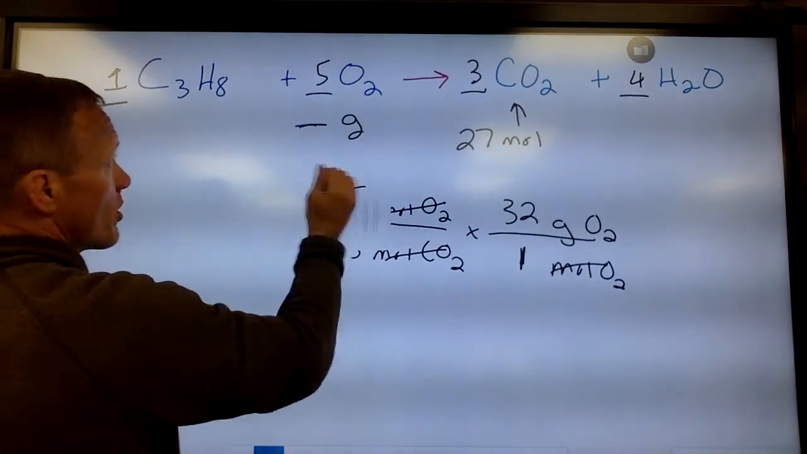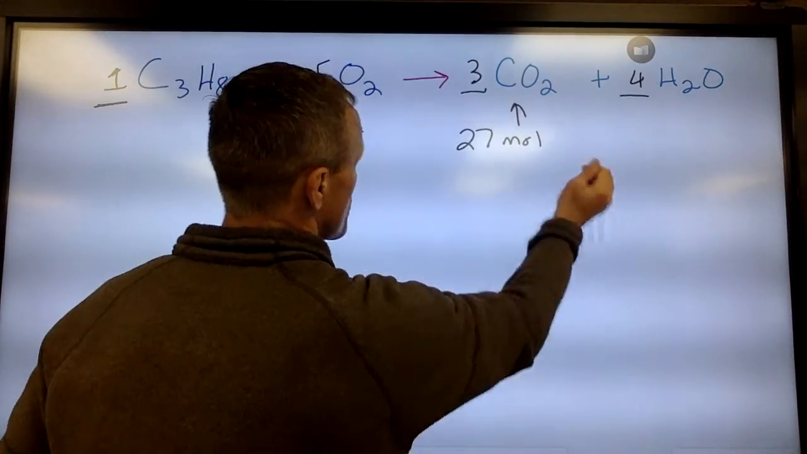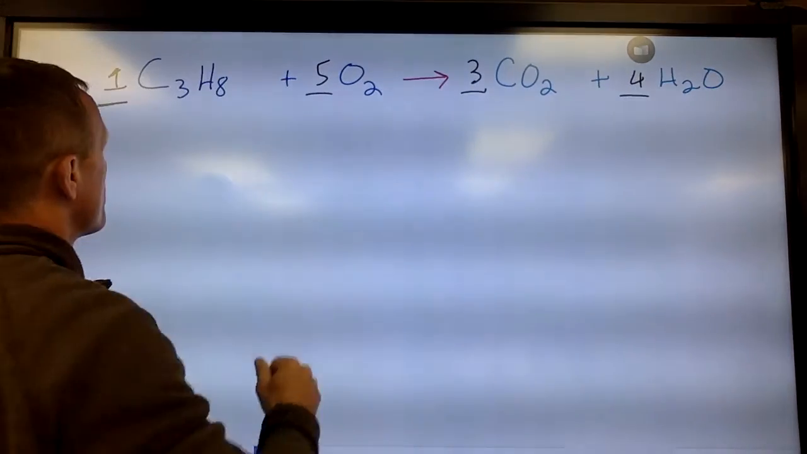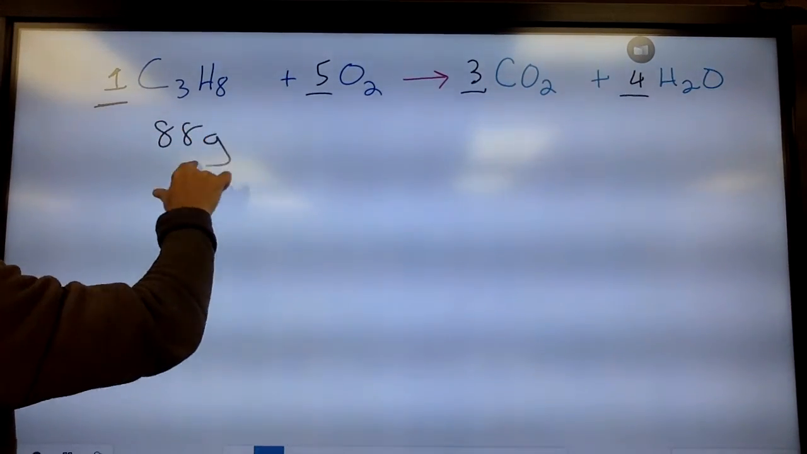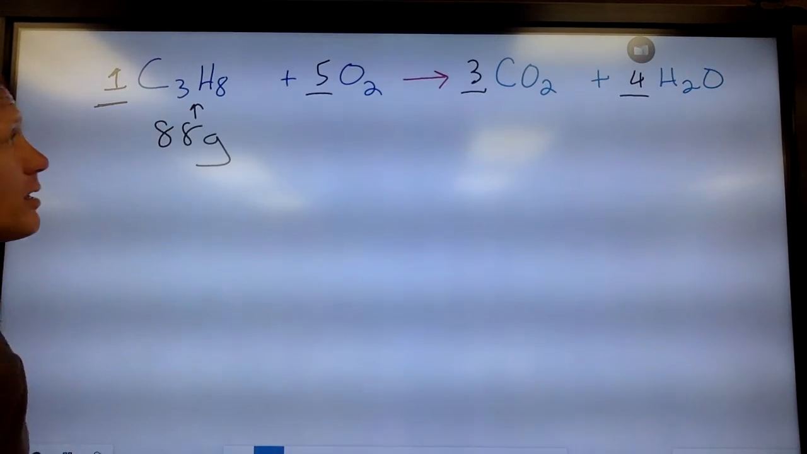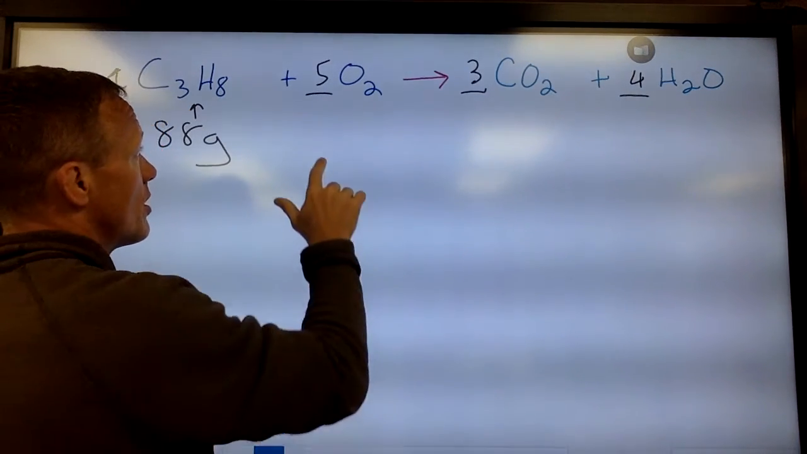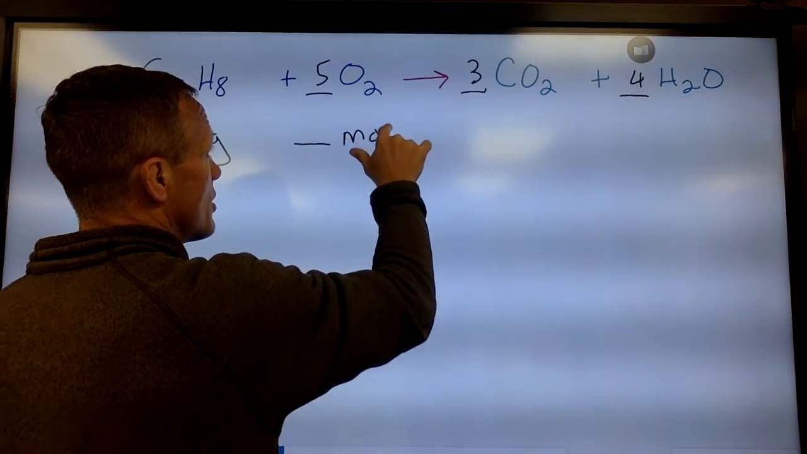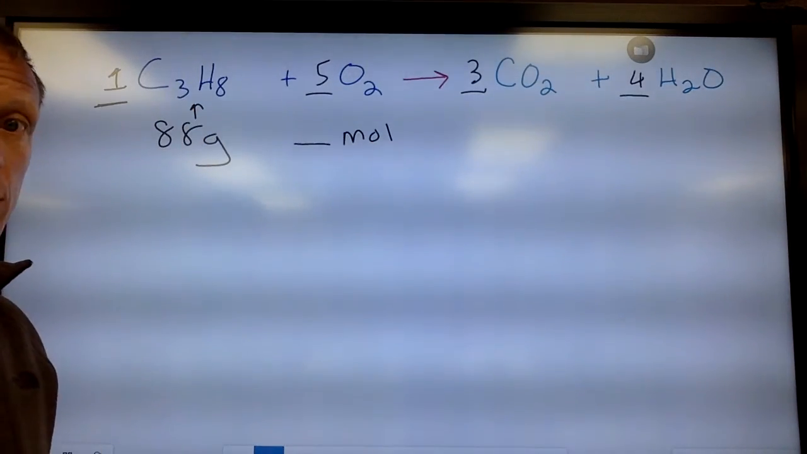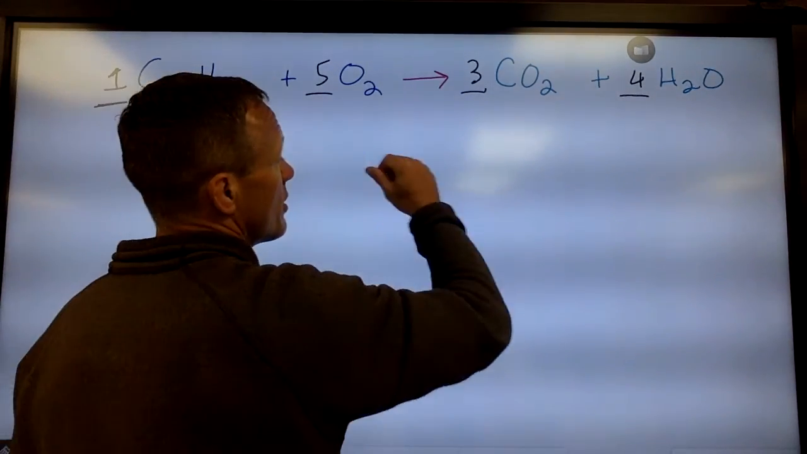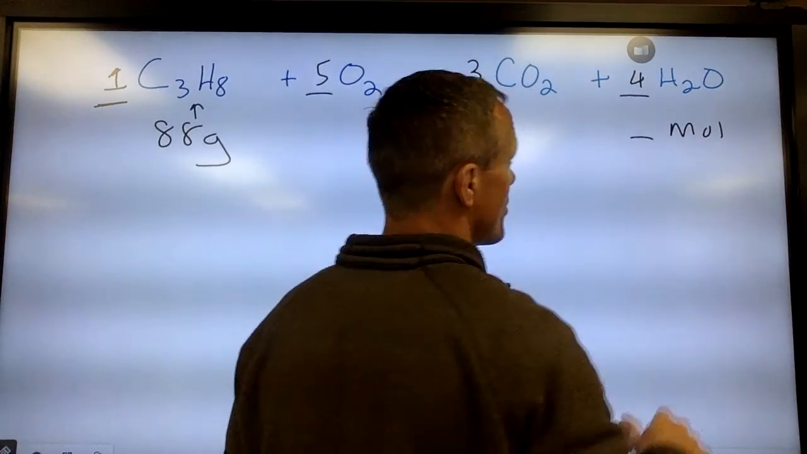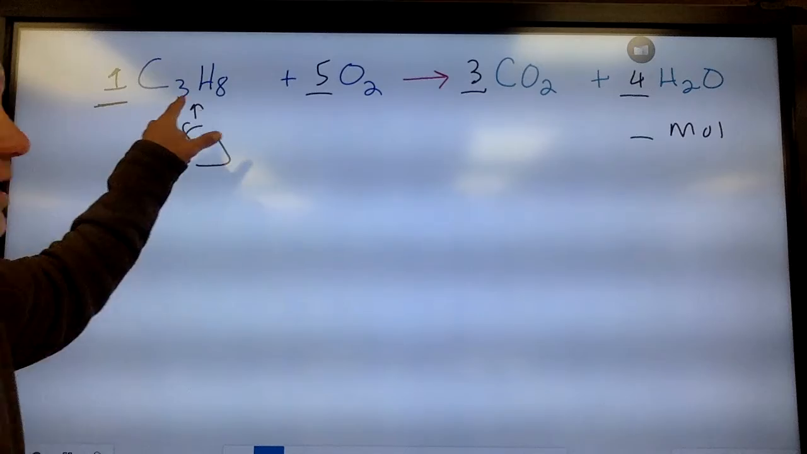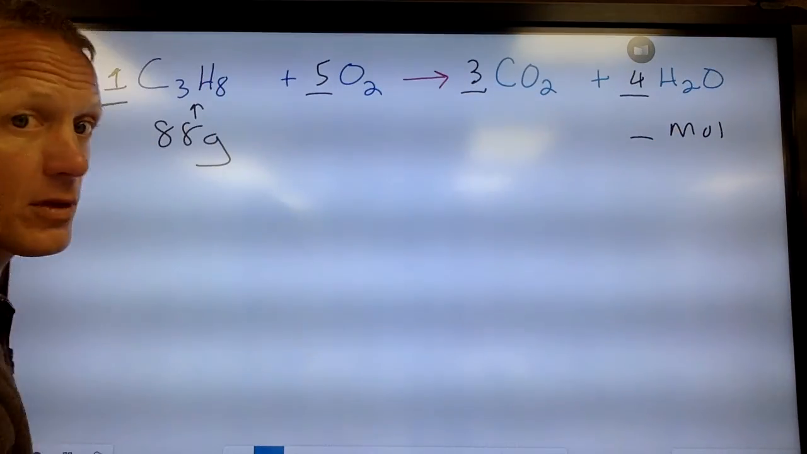The next ones we'll start with grams. So let's say that we use 88 grams of propane, and I want to know how many moles of oxygen would be produced. Now let's not do oxygen. Let's do a different thing. Let's do moles of water. So it could be any of those things. How many moles of water would be produced? So we're going from propane to water, starting with grams.